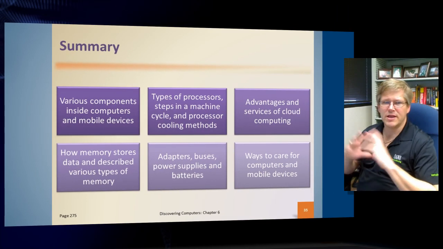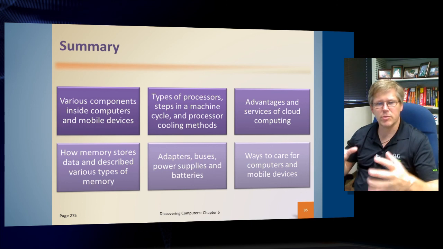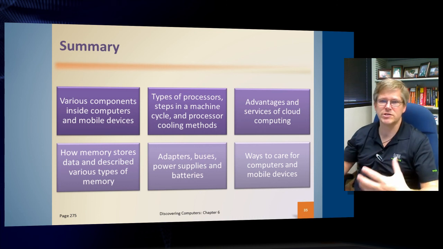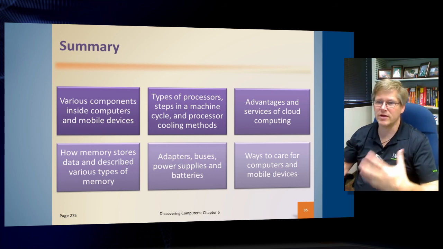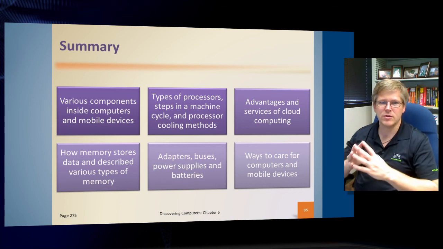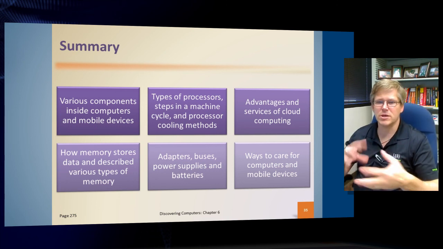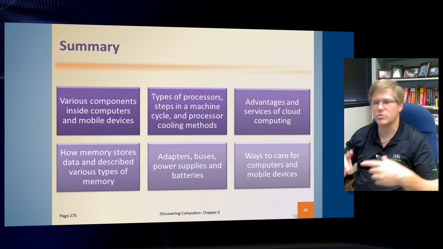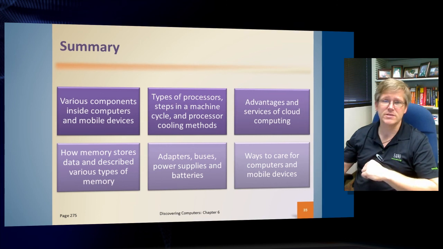So in this chapter, we talked about a lot of the different types of components that are inside the computer. We talked about the motherboard, and memory, and the CPU, and the general functions of what those components do. We talked about processors and the different steps in the machine cycle. And we talked about some of the importance of cooling our systems. We talked about the advantages and services of cloud computing and kind of where all of that's going. We talked about how memory stores data, and some of the different types of memory. We also talked about adapters, buses, and power supplies and batteries. And then, like I said, throughout we talked about how to go about caring for your computer in terms of keeping it cool, how to look for a quality computer, looking at the speed of the CPU, the number of cores, etc. So that is Chapter 6.